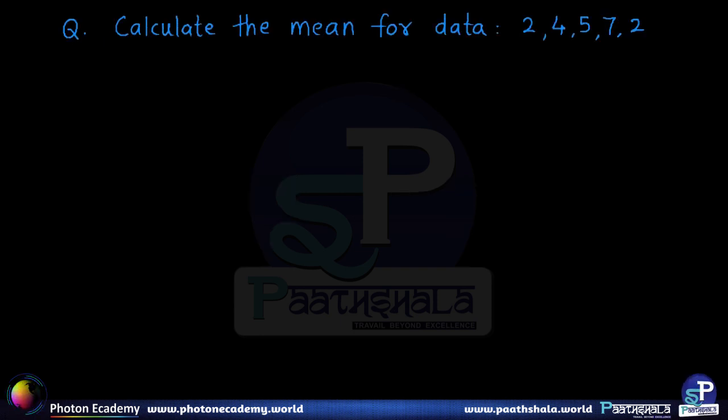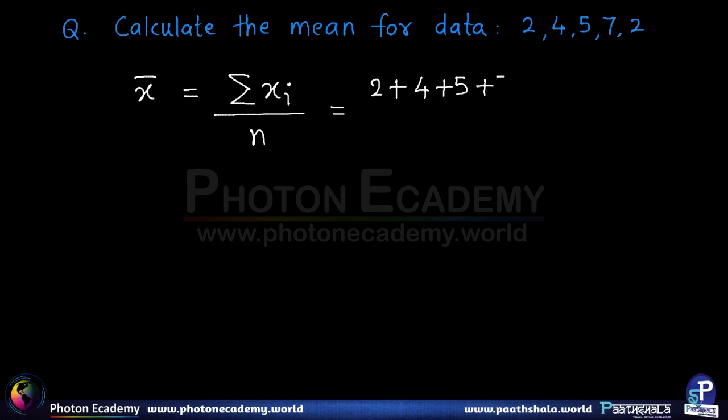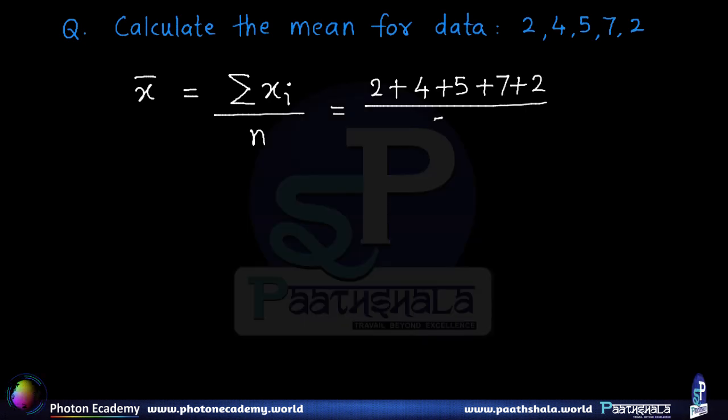Calculate the mean for the data 2, 4, 5, 7, 2. As you can see, since we are given a list of observations, that is clearly the raw data. For raw data, we have seen the formula to calculate mean is sum of all observations upon number of observations. So the sum of all observations 2, 4, 5, 7, 2 whole divided by, we have 5 observations, so therefore that is 5. 2 plus 4 is 6, plus 5 is 11, plus 7 is 18, plus 2 is 20, divided by 5. So therefore we get the mean as 4.